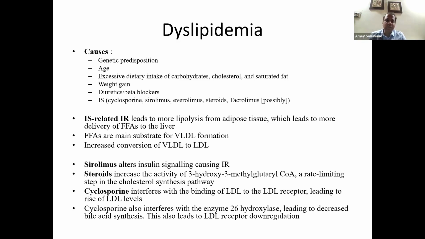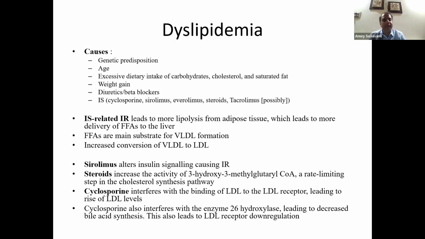Certain drugs that we use post-transplant, if the patient is having hypertension or a higher heart rate, like diuretics and beta blockers, also predispose patients to develop dyslipidemia. And again, as we spoke about diabetes, these immunosuppressive drugs, all of them predominantly worsen the lipid profile.